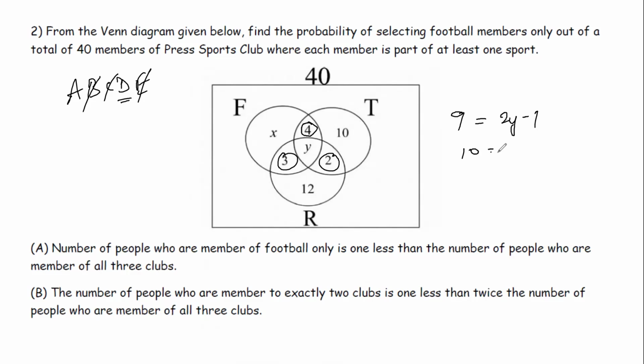So then we got 10 is equal to 2y, and therefore y is 5. Correct? And we know that from the first statement we calculated y was 5. So this information is correct.